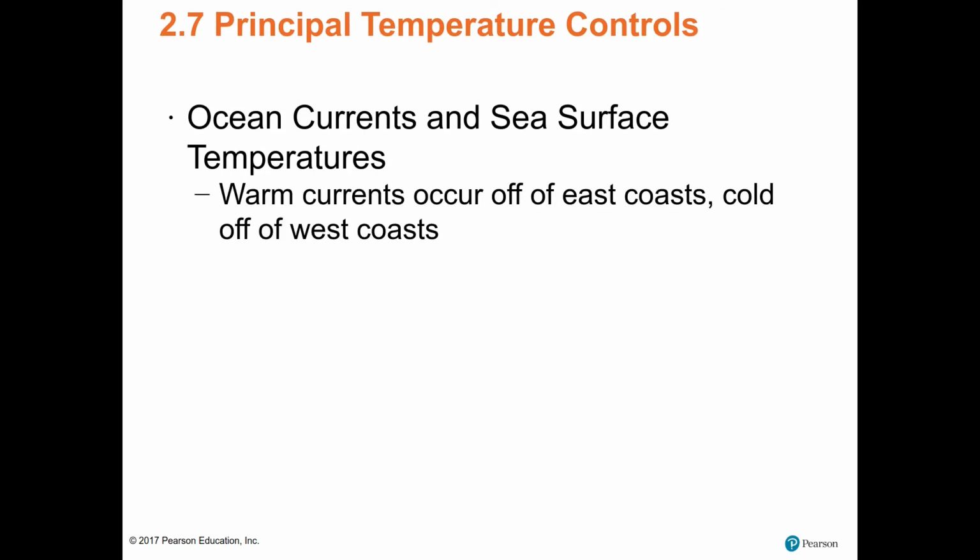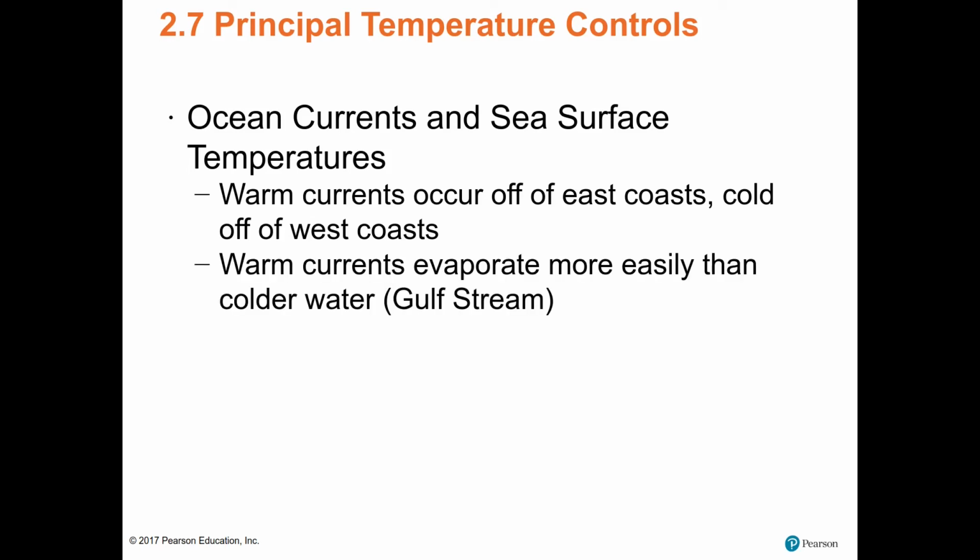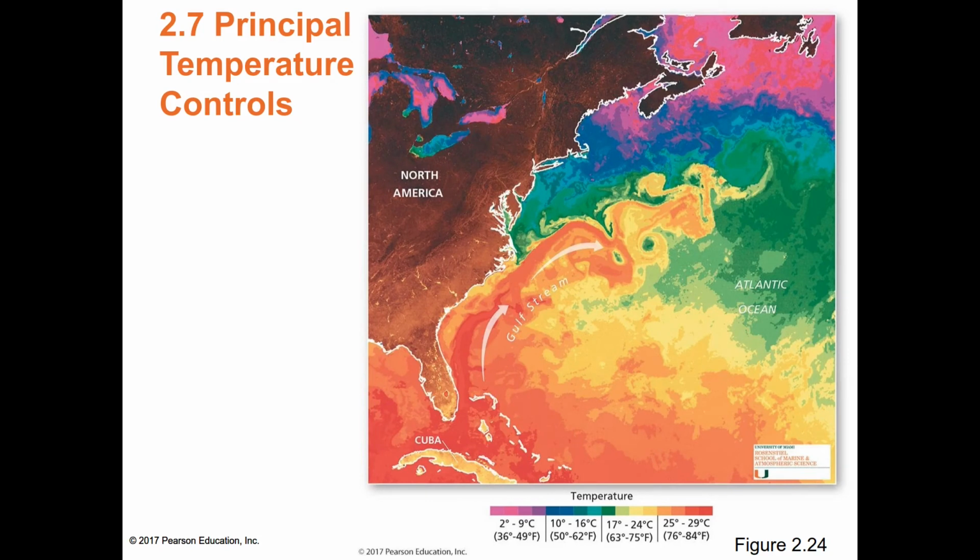Ocean currents. Warm currents off the east coast, cold current off the west coast. So if you're on the west coast, you probably have dry summers. If you're off the east coast, you probably have humid, rainy summers because of the warm current off the east coast. Warm currents evaporate more easily, like the Gulf Stream, so you get lots of hurricanes, lots of thunderstorms. The Gulf Stream, incredibly warm, bringing heat up the east coast of the United States over to Europe.